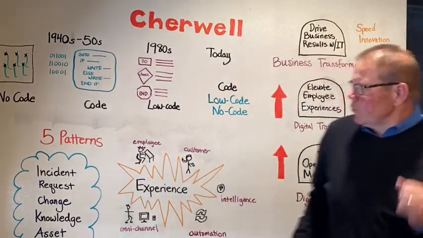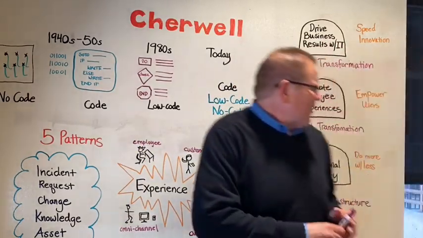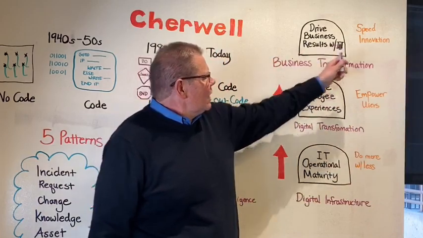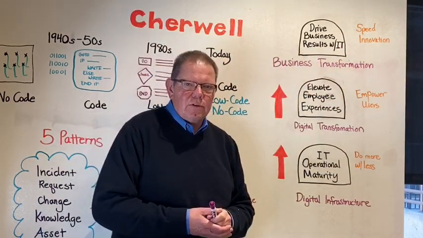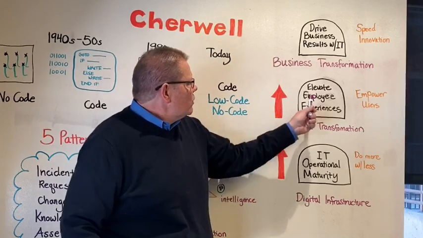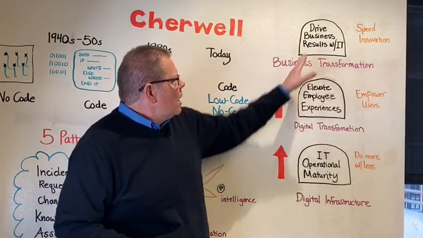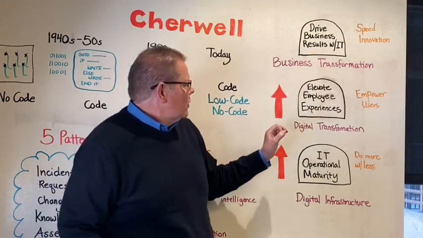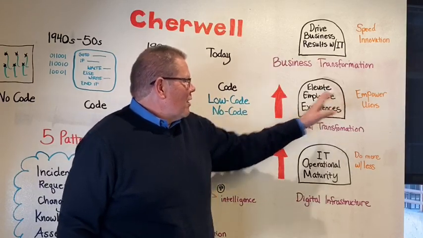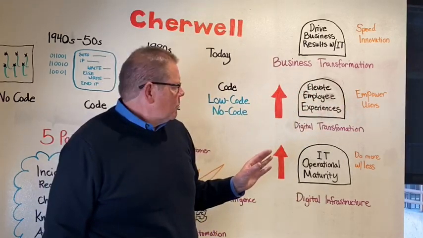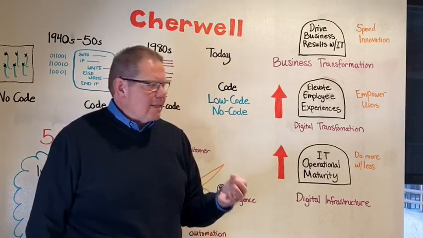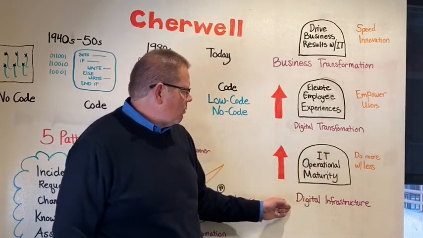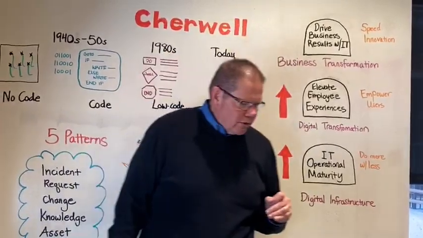So in the age of digital transformation, these take on a whole new life. So suddenly we're not just trying to speed innovation, we're trying to drive business results with IT. We're not just trying to empower users, we are trying to elevate the employee experience in order to drive those business results. And we're not just trying to do more with less, we're trying to achieve true IT operational maturity, to move from digital infrastructure to digital transformation.